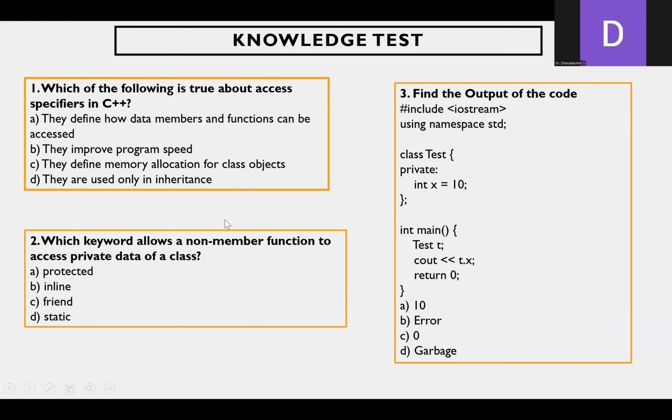Let's now test your understanding with a quick quiz. You can pause the video and try to answer these questions before checking the answers given on the last slide. Question 1: which of the following is true about the access specifiers in C++? Question 2: which keyword allows a non-member function to access the private data of the class? Here a code snippet is given. Try to find the output.